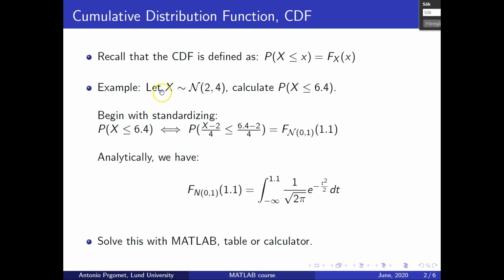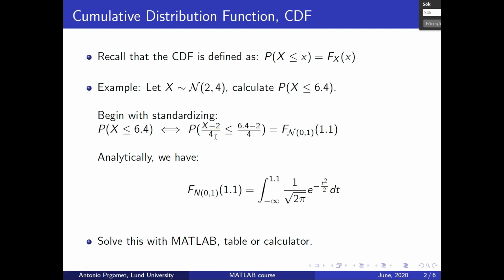We have a random variable x which is normally distributed with mean 2 and standard deviation 4. We want to calculate the probability that the random variable x is less than or equal to 6.4. To solve this, we begin with standardizing. We remove the mean from both sides, and then we divide by the standard deviation on both sides. It's easy to check that the mean of the left-hand side is 0 and that the standard deviation is 1.